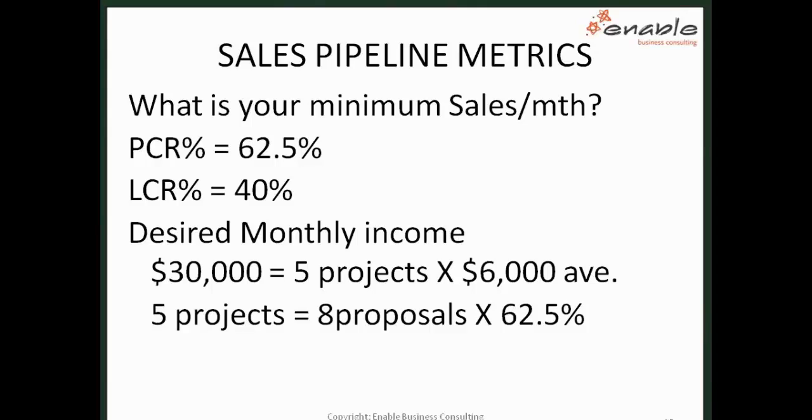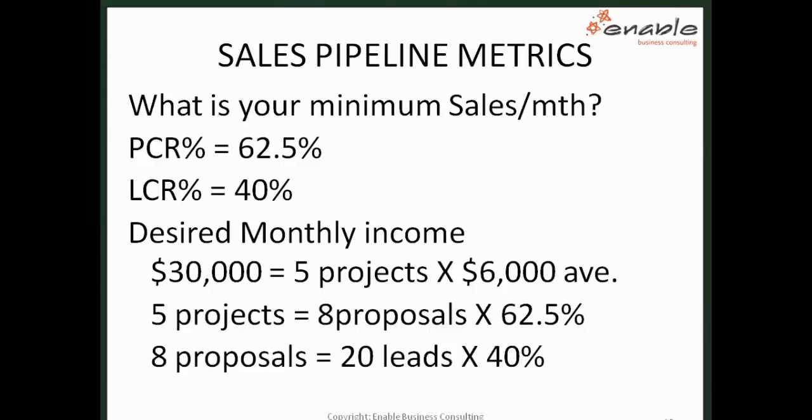Okay, so that's 1 every 2 weeks. Sorry, 2 every 1 week. 2 proposals a week, which is going to keep you on your toes. It's going to keep you pretty busy. So 8 proposals, if we get 40% of our leads to become proposals, means we have to have 20 leads per month. So that's about 1 per working day.